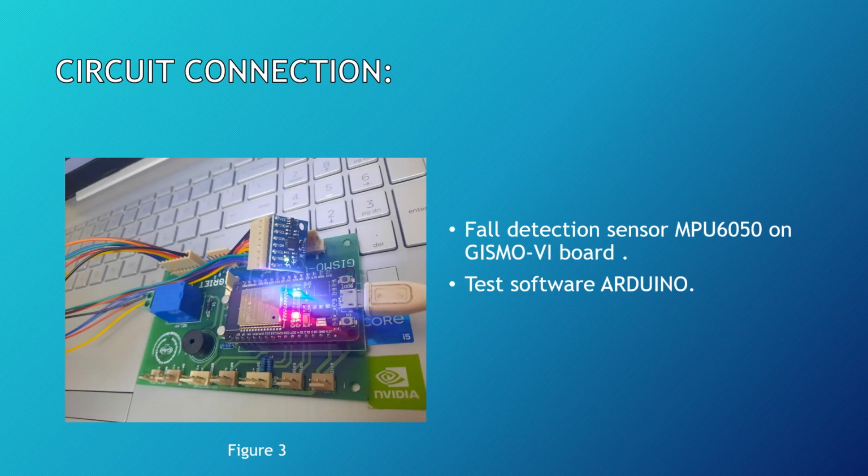This is the basic connection of the fall detection, using the MPU6050 sensor on a Gizmo 6 board. We used Arduino software to test this connection.